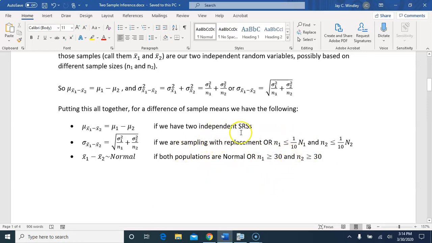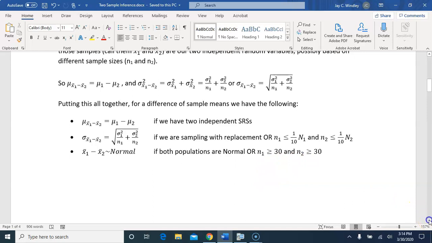and we have similar conditions that we had before. The main thing is not only do we need random samples, but we need them to be independent random samples. Still should be taking less than 1/10 of each population, and still both of our sample sizes should be at least 30.